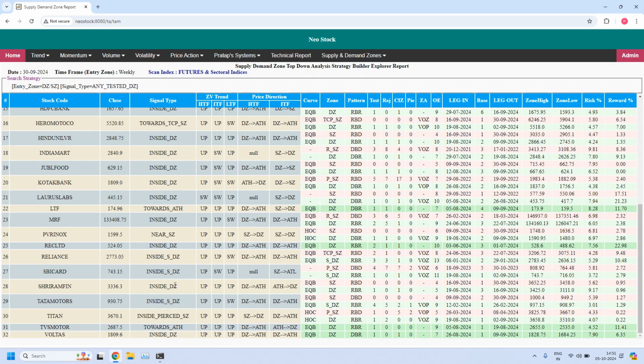Some of the stocks are moving towards the supply zone. So different things might have happened. Maybe they might have pierced the zones after testing. Anything can happen. Okay, anyway, these are the 32 stocks tested during this week.